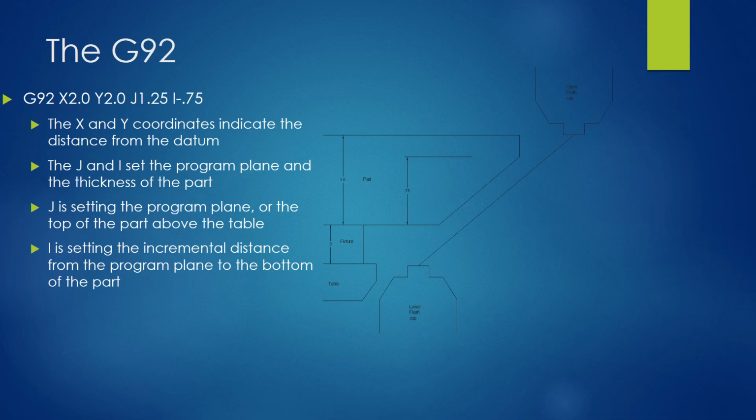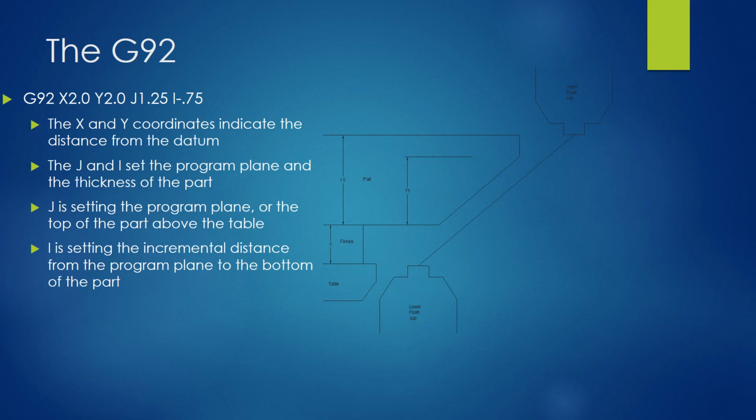So when we look at this, I would have a rapid move above this that would take me to the X and Y location that you see here. So I'd have a G0, X2, Y2. And when I call up this G92, so I'd physically moved to that location, then this G92, when it's called up, is going to set my work coordinate system. That G54 is going to zero out in relationship to the 0 of this X and Y location.